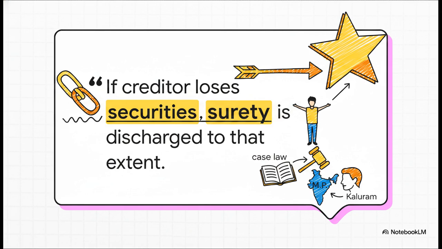Now, students, focus here. This is a highly scoring point, a golden case law that you must underline in your answer sheet. Case law, State of Madhya Pradesh versus Kalaram. The court held that if the creditor loses securities, the surety is discharged to that extent. Memorize this name, State of MP versus Kalaram. Use this case law for better marks as it perfectly illustrates the right to securities under Section 141 that we just discussed. Do not forget it.